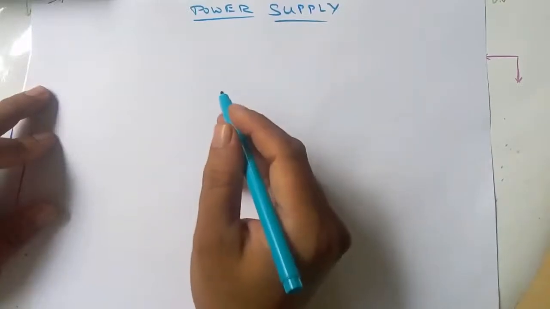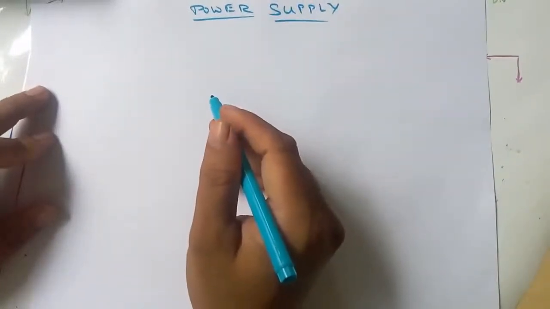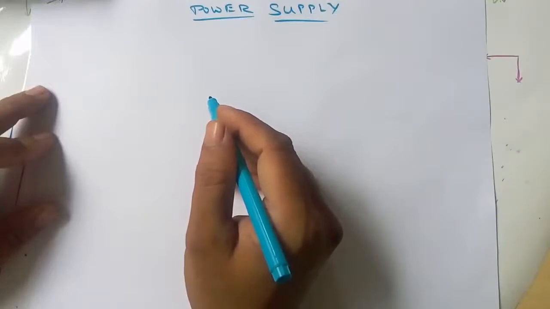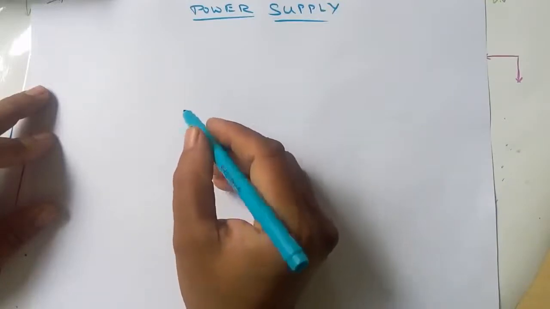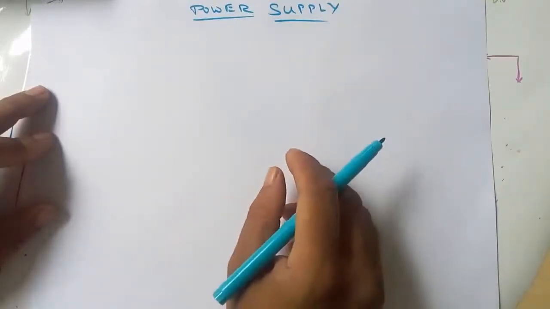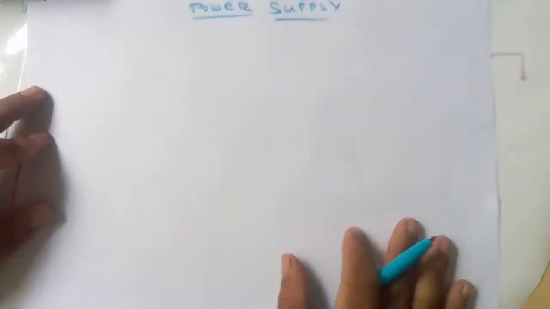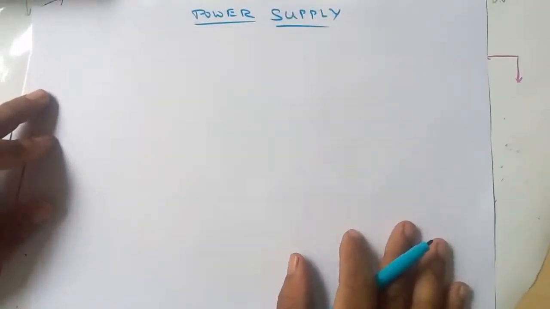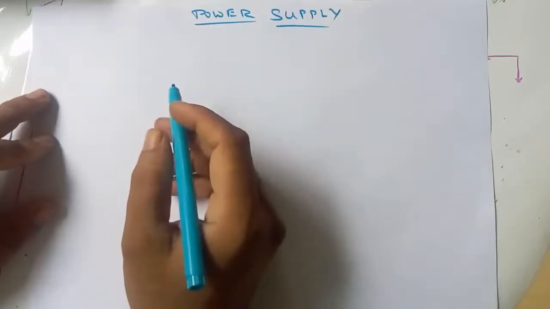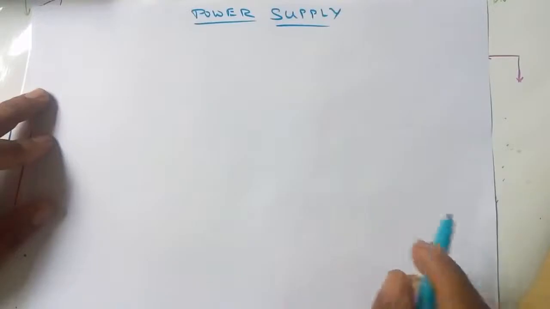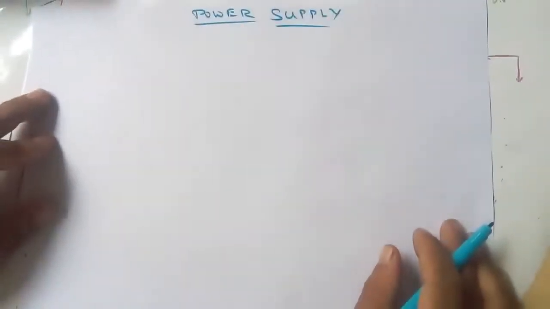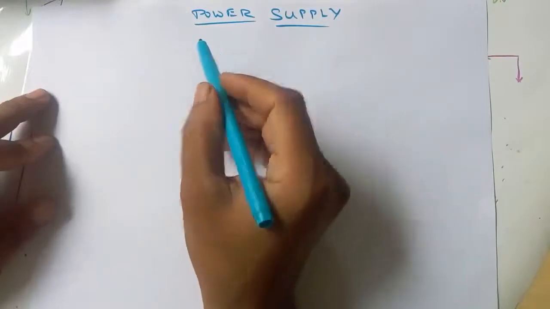Today we have to discuss the new chapter, that is power supply, the second chapter of this unit. In the previous classes we already completed network theorems, that means Thevenin's theorem, Norton's theorem, superposition theorem, maximum power transfer theorem, and their proofs, and some problems and calculations were done. So today we have to discuss power supply.